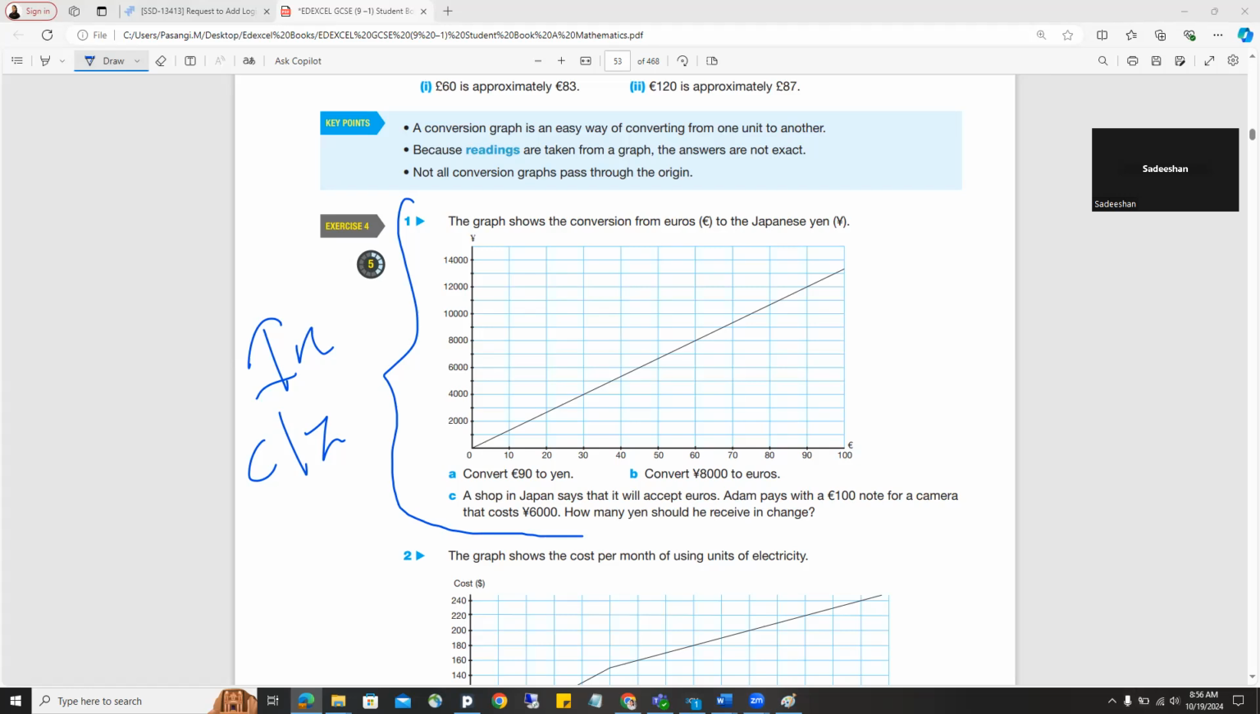The first answer is 35,730. You can read it. Read that value directly from this graph as well, because here they have mentioned 90. So 90 means where we have this 90, here. See, 90 means here.